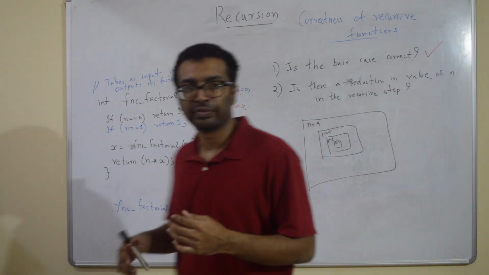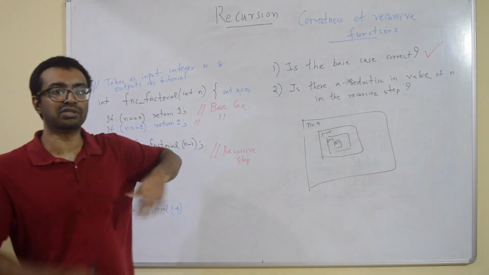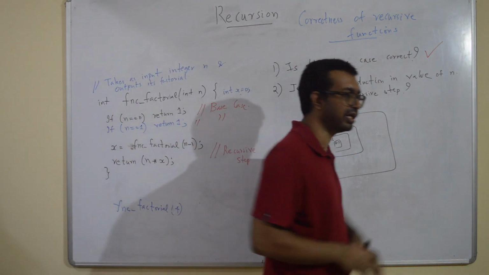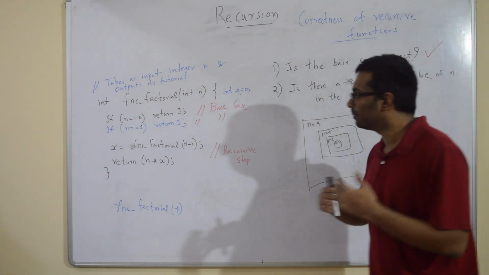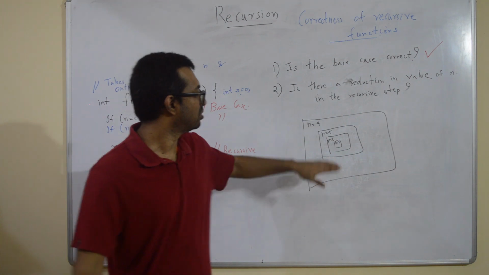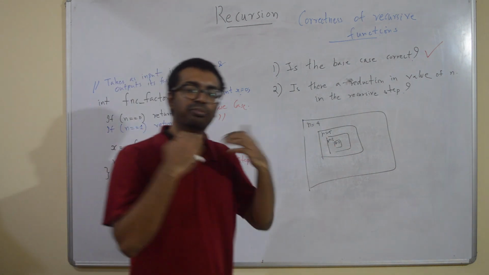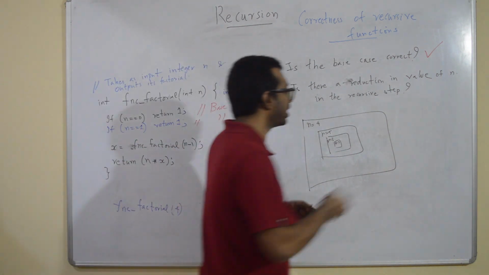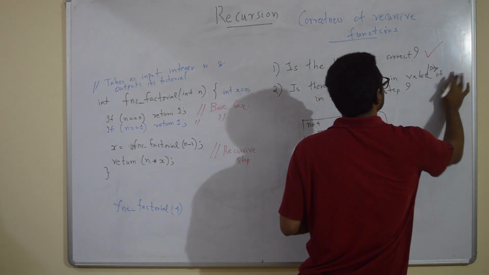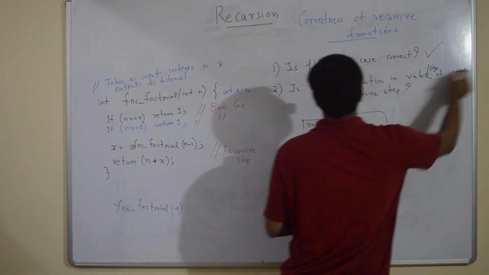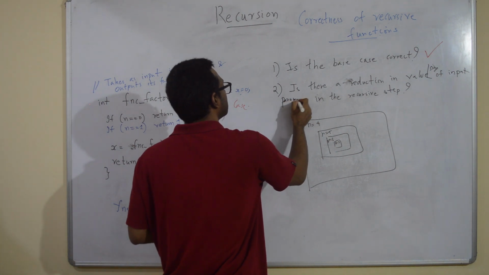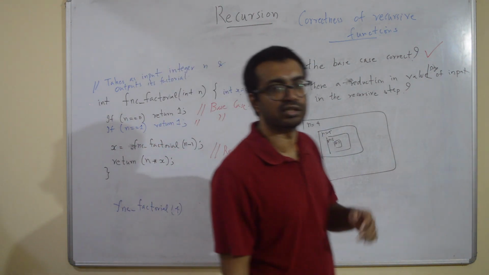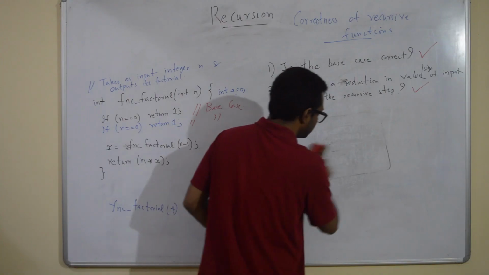So in that case, again, it's not the value which reduces, it's the size of the array which has reduced. So there has to be some form of reduction, either in the size or in the value, whereby you can ensure that the base case will be reached and it's not going to keep on running forever. So check whether there is a reduction in value or size. Is there a reduction in value or size of input parameters in the recursive step? That's the second thing you need to notice.